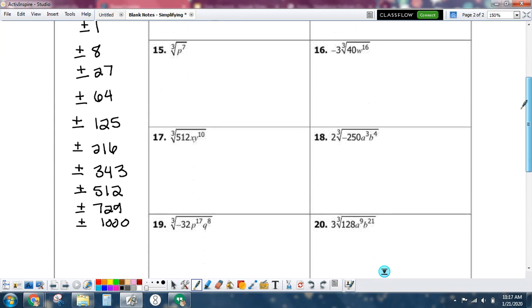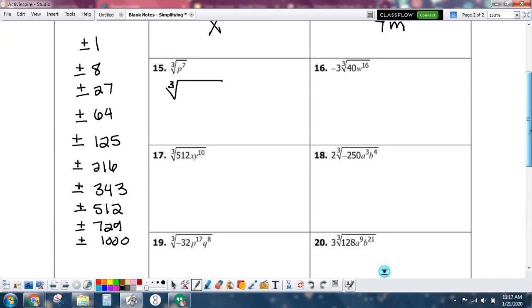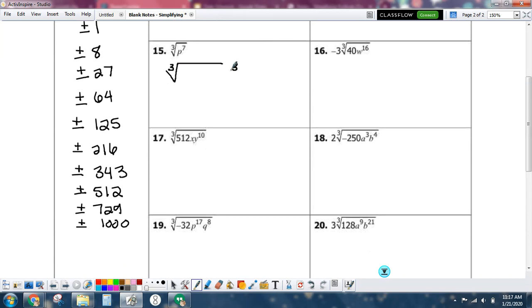So now we're going to go ahead and solve these ones. Now, I don't have a coefficient here, so that means I only need to do my addition or subtraction. I have p to the 7th here, and I know that I need to subtract something from it to make it a multiple of 3. I know that 6 is a multiple of 3, and 7 is only one more than that. So I'm going to do p to the 6th, and then p. 6 divided by 3 is 2, and then cube root of p.